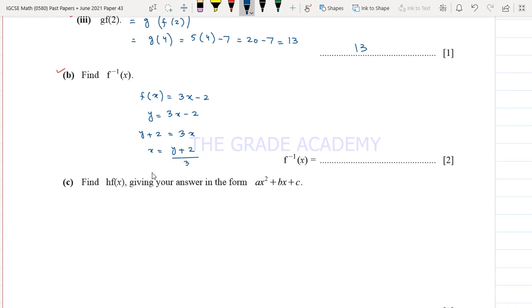After doing this, now we have to swap the positions of x and y. So we will write y equals (x plus 2) by 3. So now this function, (x plus 2) by 3, is the inverse of the function. So f inverse of x is equal to (x plus 2) by 3.